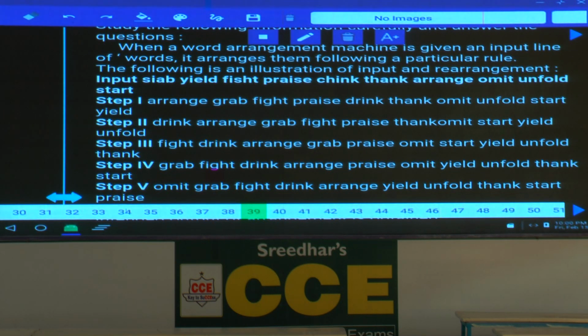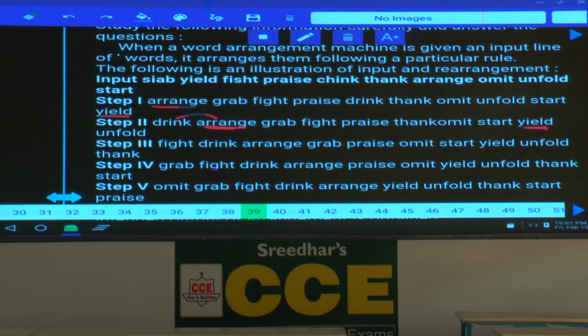Now in step 1, what is happening here? The first word, the least word arrange at the first place, the highest word yield arranged at the last place. And further, arrange shifted to the second place, yield shifted to the 9th place. How many elements are there? 9th place. Then in step 2, arrange shifted to the second place, yield shifted to the 9th place, and from there onwards, drink. Now the next word after arrange is drink, will be arranged at the first place.